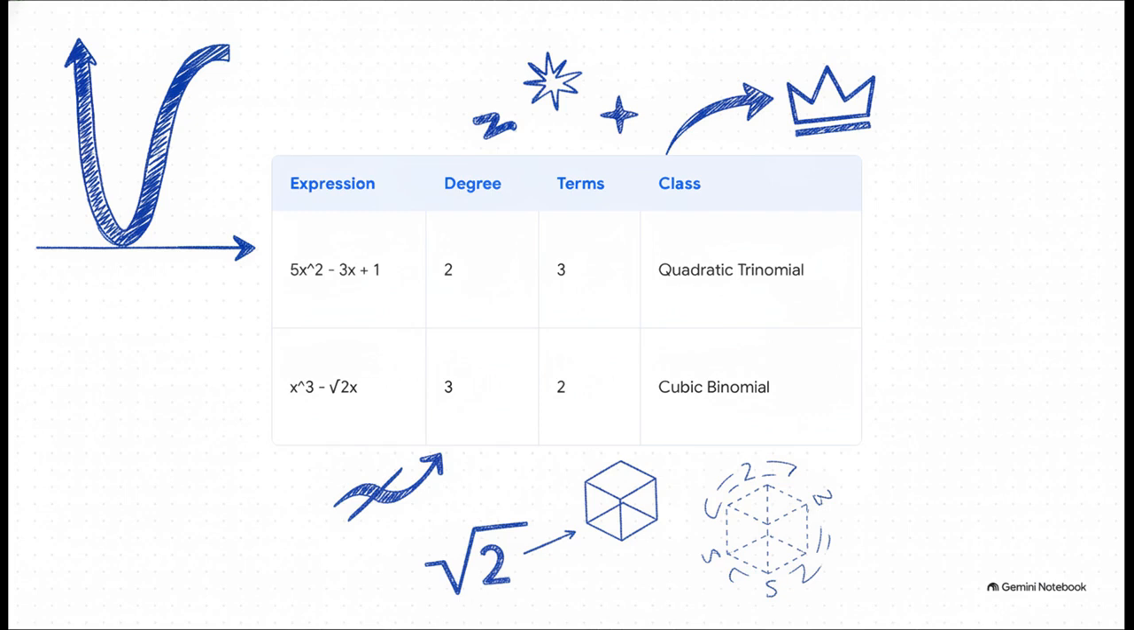Next one, x cubed minus root 2x. The highest power is 3, making it cubic. 2 chunks makes it a binomial, so its exact full name is a cubic binomial. Makes sense, right?